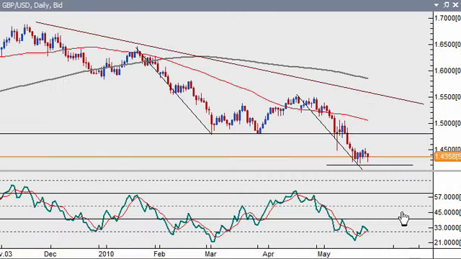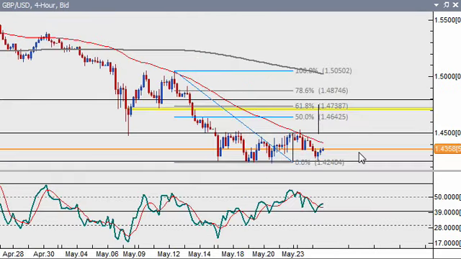The upper bound of this support is around 1.38. Okay. Now looking at the 4-hour time frame to get a closer look at this consolidation. So now we know that the pair does have a bearish bias. So even when we look at this sideways channel, we should have a bearish bias on it too.